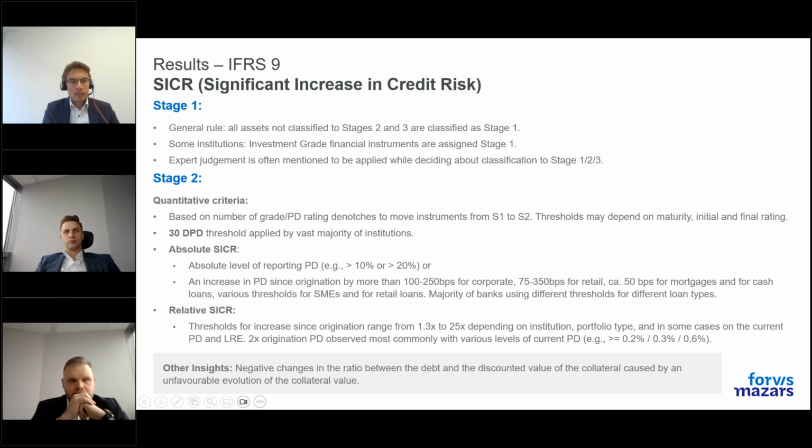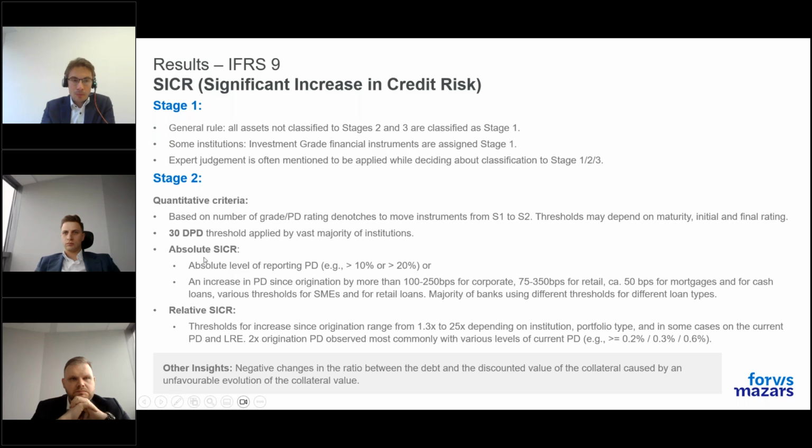Moving to quantitative criteria, we see that some institutions use the number of grades or PD rating notches as a threshold to move instruments from stage 1 to stage 2, and those thresholds may depend on maturity of exposure or initial or sometimes called lending rating. What we observed is that a 30 days past due threshold is applied by the vast majority of institutions.